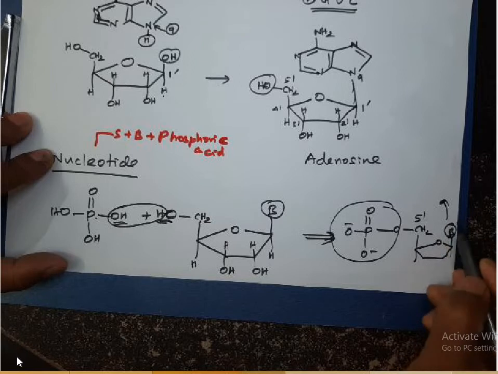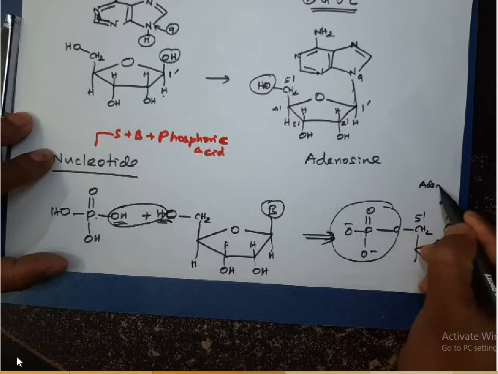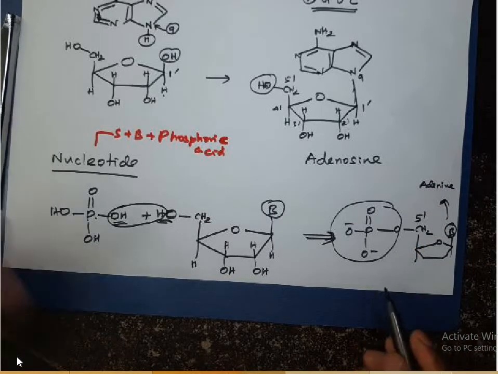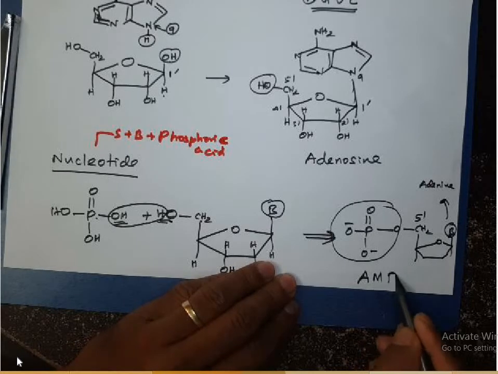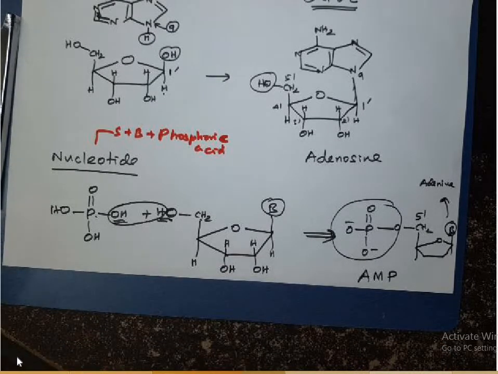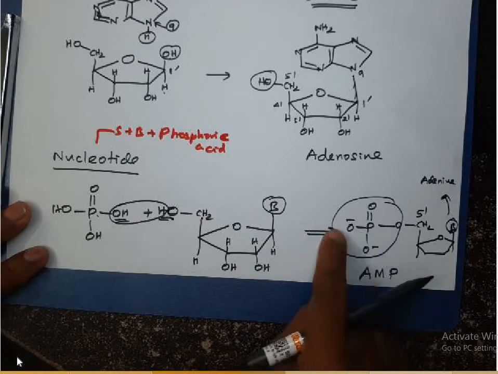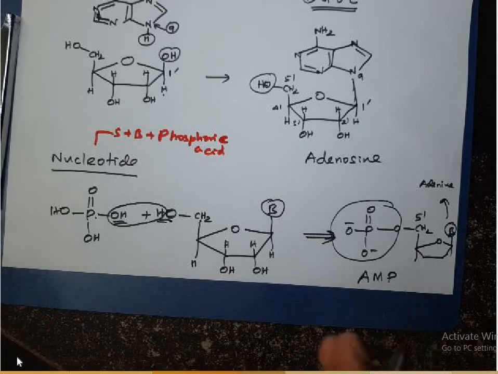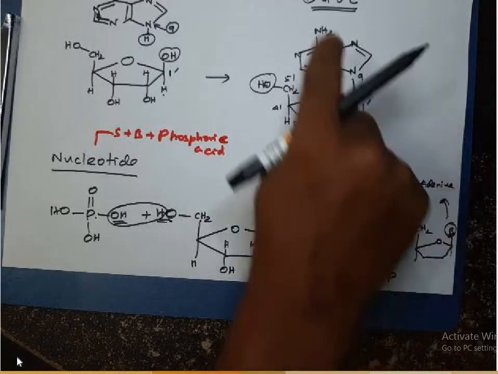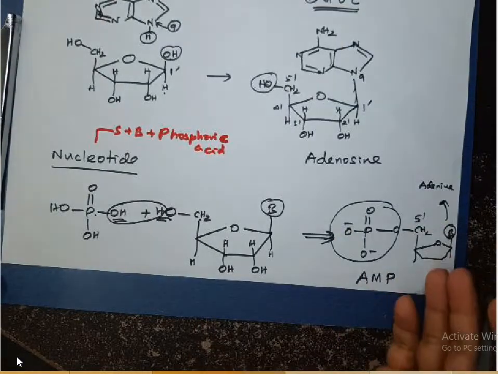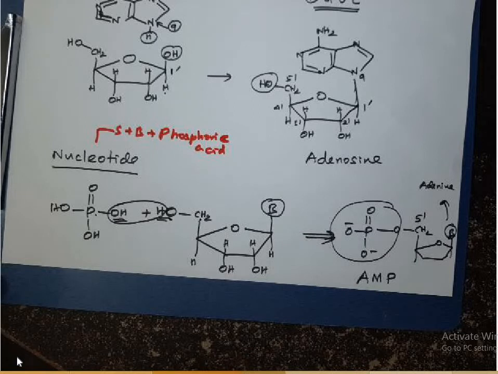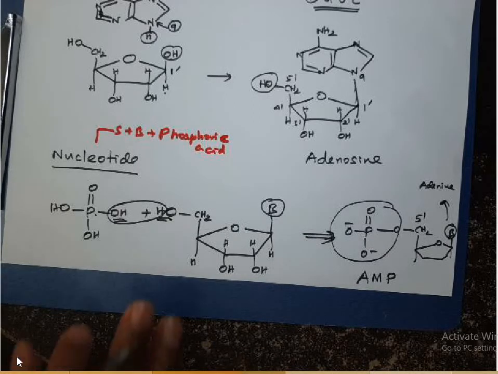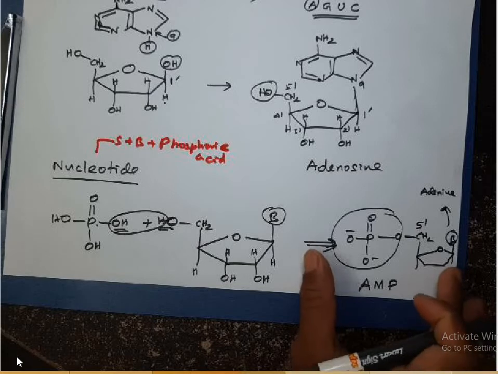Suppose the base is adenine, then it is called adenosine monophosphate, AMP. Or I can put even 3 phosphate units here. If I join 3 phosphates, it is called ATP, adenosine triphosphate. Suppose instead of adenine I take guanine, I will get guanosine monophosphate. So this is what we call a nucleotide.